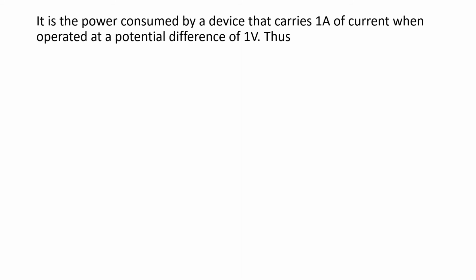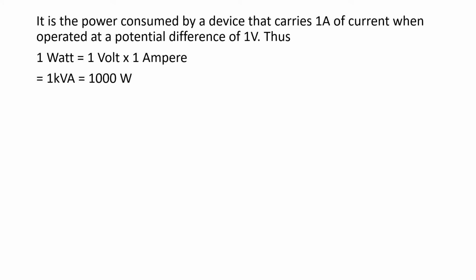Now we'll take another example. Okay, so let us see. It is the power consumed by a device that carries 1 ampere of current when operated at a potential difference of 1 volt. So when you apply 1 volt potential difference and the current flowing through the conductor is 1 ampere, the power consumed per second is 1 watt. So 1 watt is 1 volt into 1 ampere.